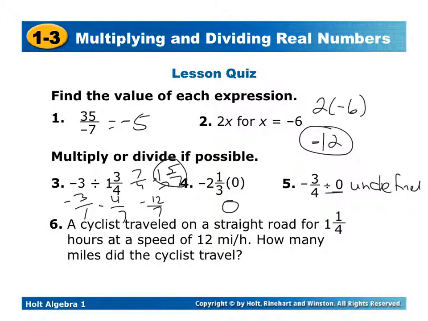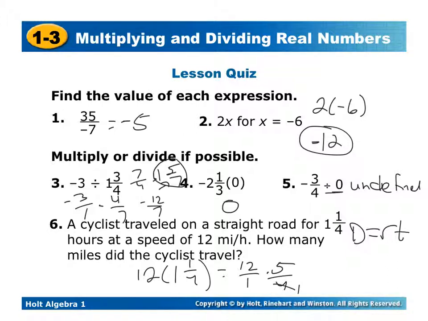And lastly, if a cyclist is traveling on a straight road for 1 1/4 hours at a speed of 12 miles per hour, how many miles? So remember, distance equals rate times time. So their rate, 12 miles per hour, times their time, 1 1/4 hour. If we change it into an improper fraction, 4 times 1 is 4, plus 1 is 5. So 12 over 1 times 5 over 4. And reduce, this becomes 1, this becomes 3. 3 times 5 is 15, 1 times 1 is 1, for a final answer of 15 miles.